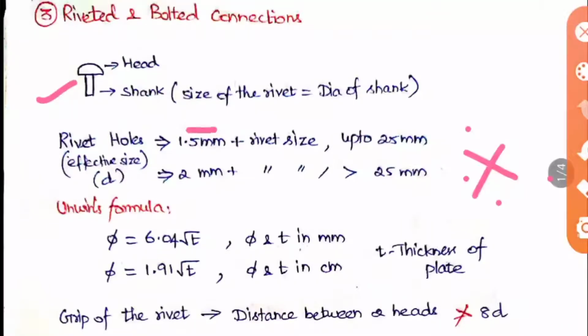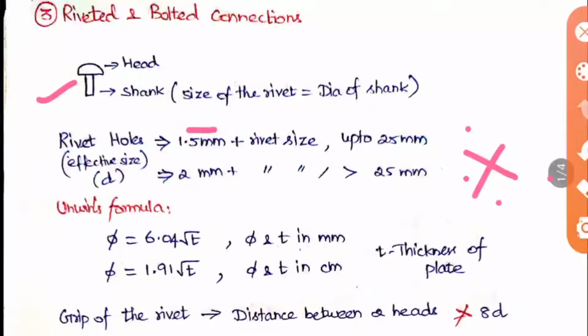And then comes Unwin's formula. Unwin's formula is given for the nominal rivet diameter. This nominal rivet diameter is denoted as phi. So phi and D are different. D is the effective size and phi is the nominal rivet diameter. This will be equal to 6.04 root T, where phi and T are in mm, and the next one is 1.91 root T, where both are in centimeters. T is nothing but the thickness of the plate.